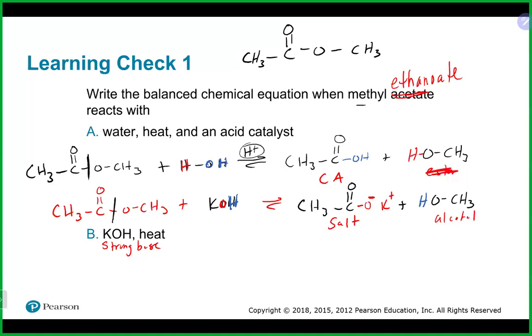And that is an alcohol up there as well, just in case we're curious. So acid route, get back both starting materials. Base, you don't get both back, just the alcohol, and you're left with just the salt. Any questions on that there?